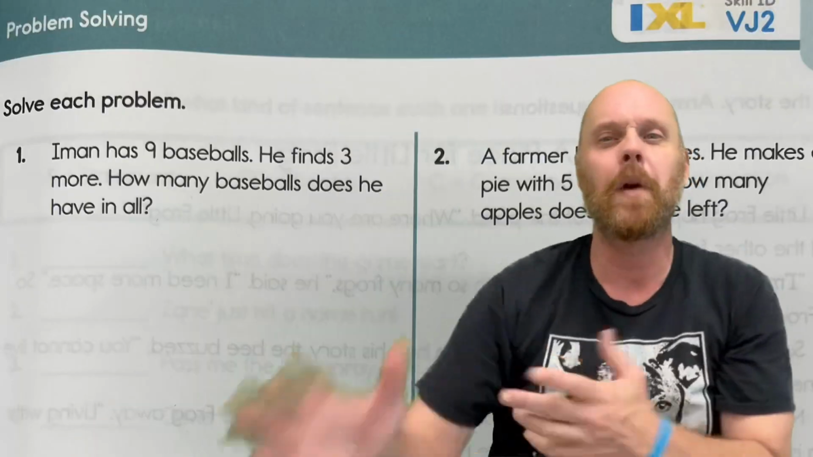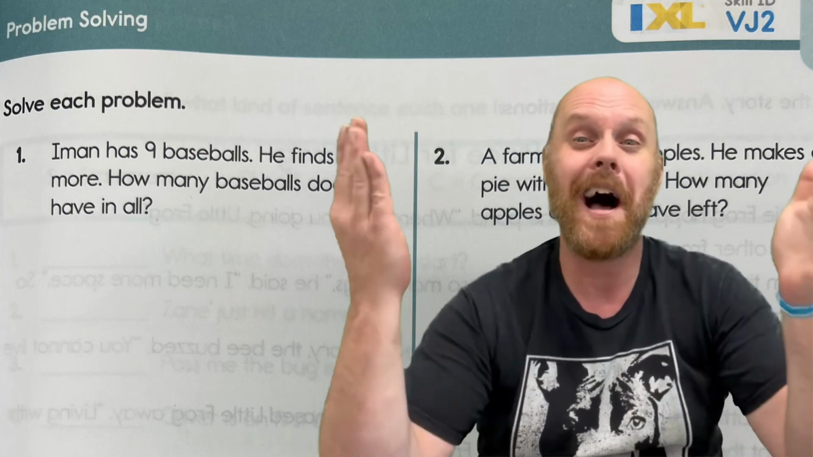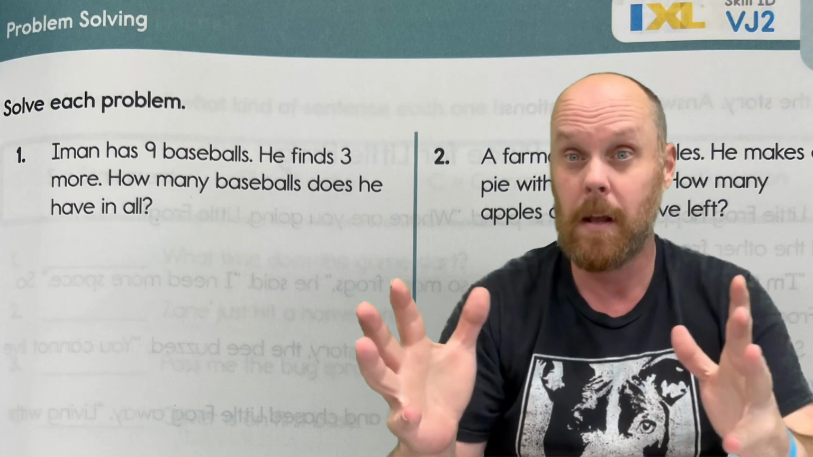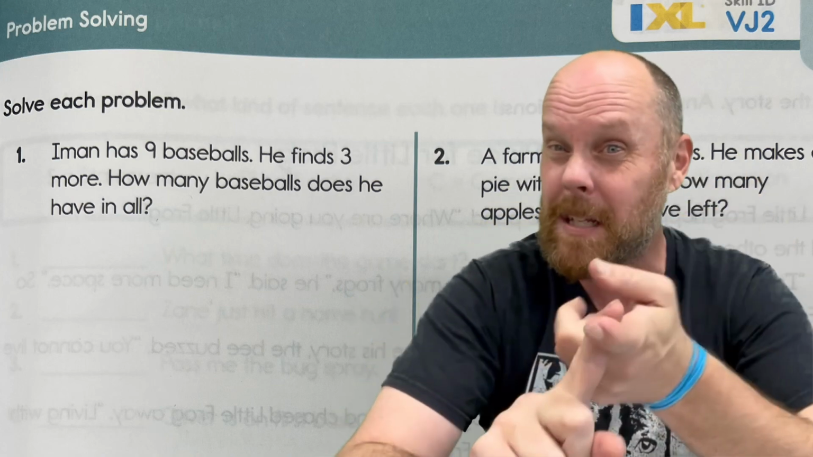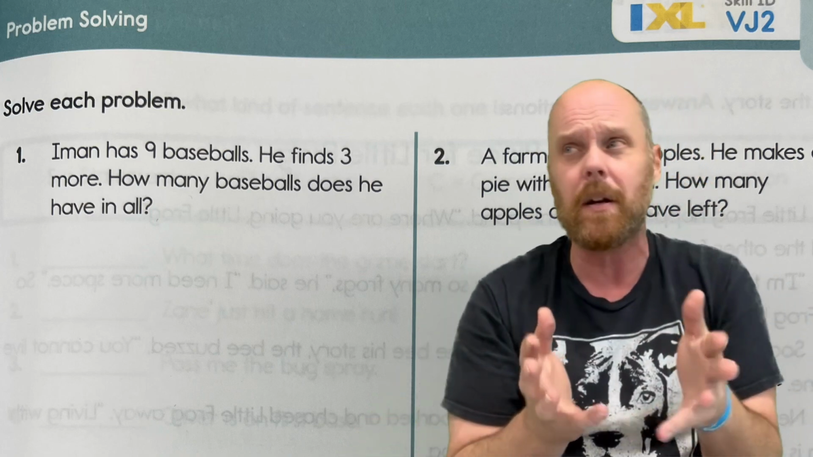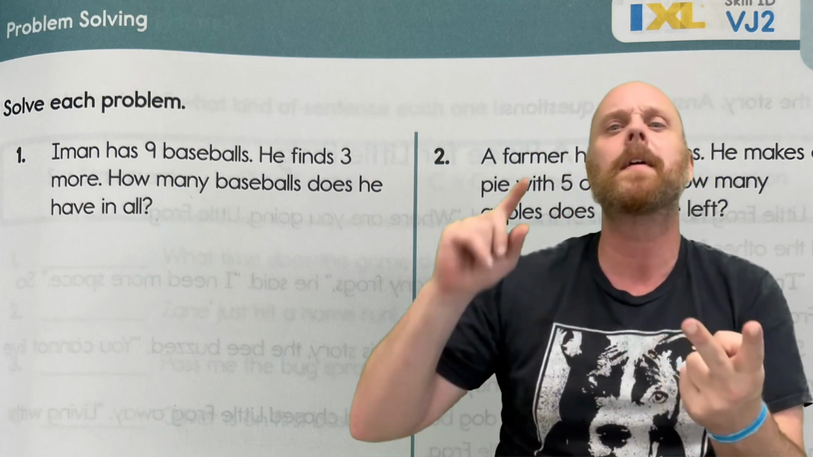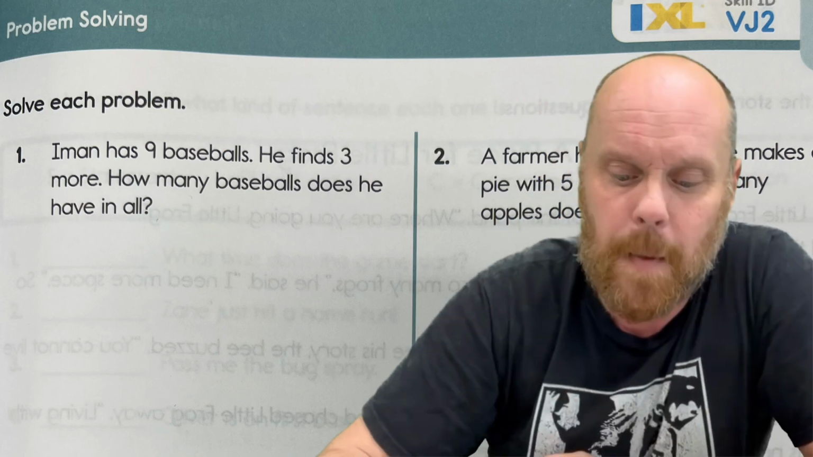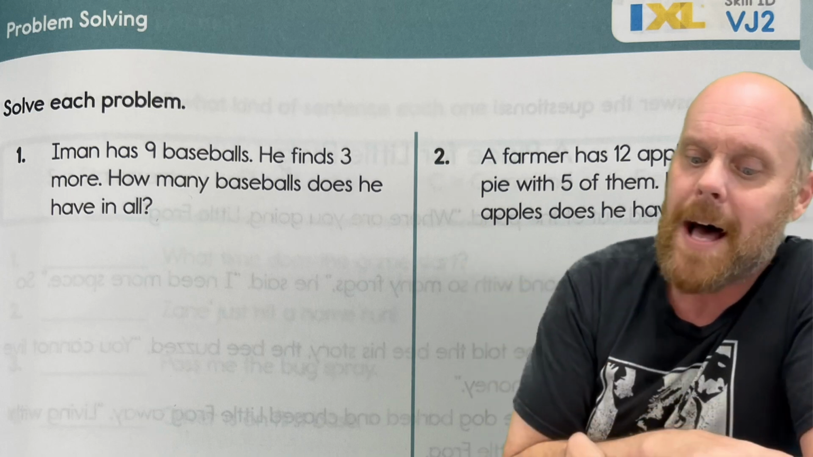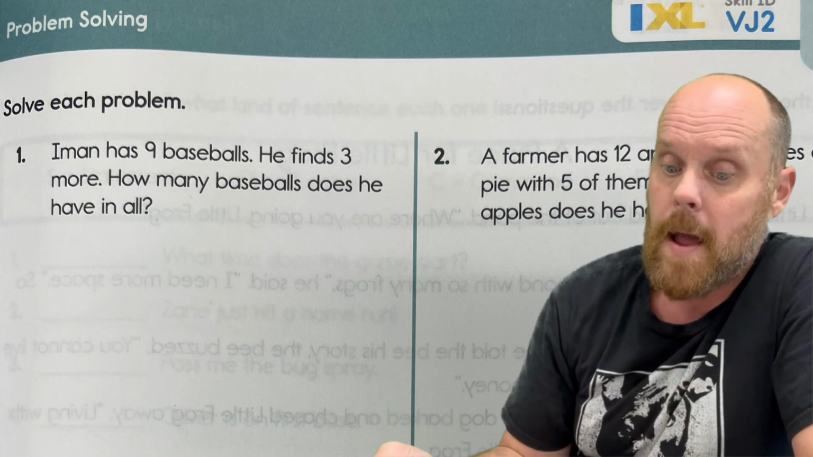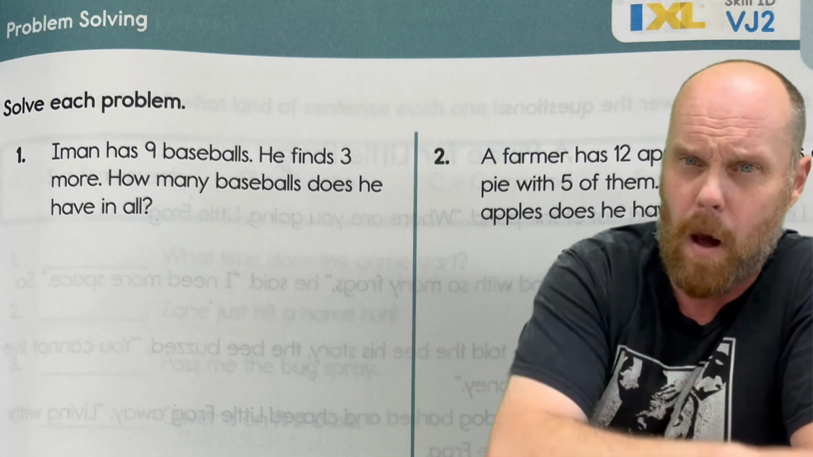Okay, so ladies and gentlemen, let's get started. Here we go, page 41, and you know I absolutely love math word problems. I love them because they allow us to use our reading skills as well as our math skills. Now, the important thing to remember here is to identify a problem and solve a problem. It's that easy. So let's take a look at number 1. Aman has 9 baseballs. He finds 3 more. How many baseballs does he have in all?